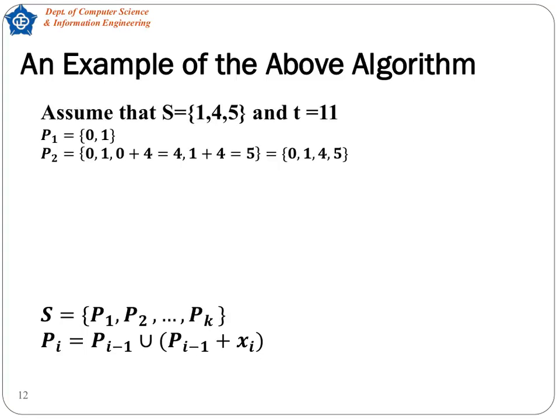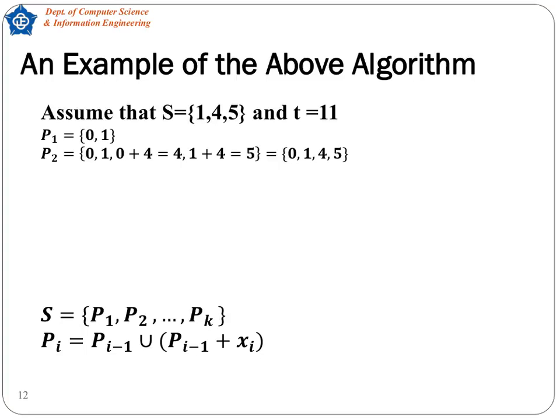Next, we bring in the number 4. We take every element of P_1, add 4 to it, and unite those sums with the original set. P_2 equals {0, 1} union {0 plus 4, 1 plus 4}, which equals {0, 1, 4, 5}.